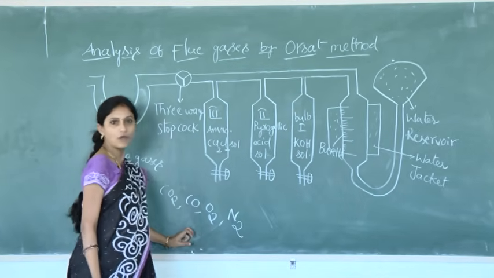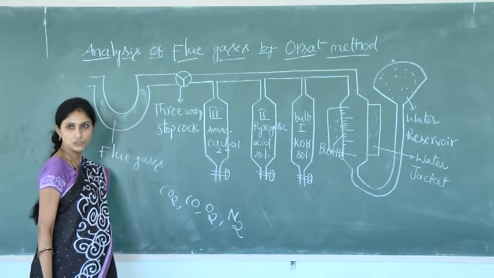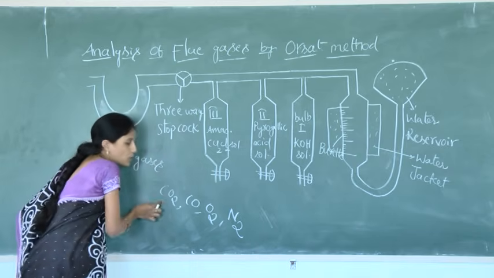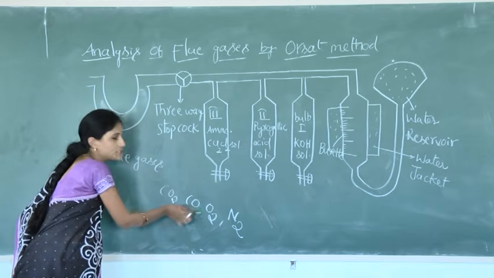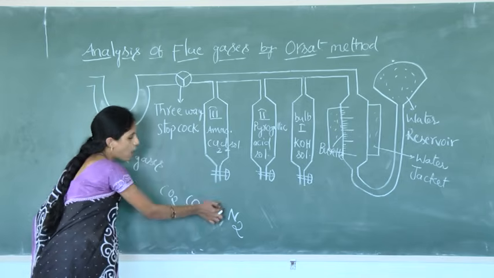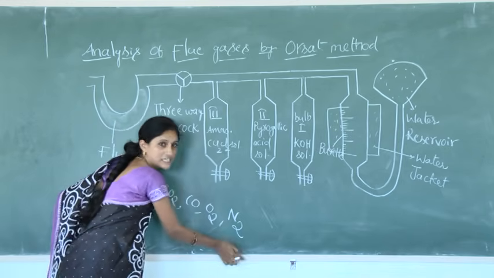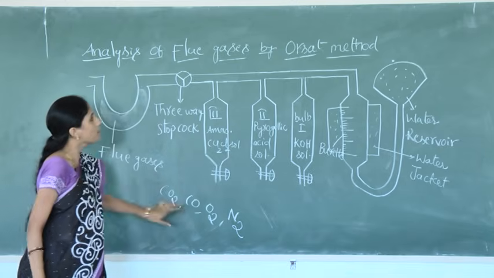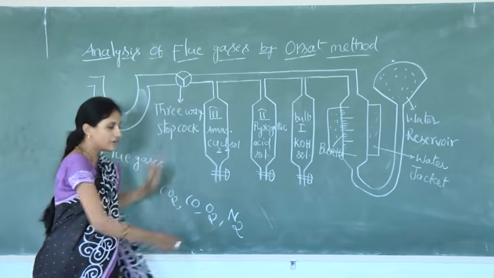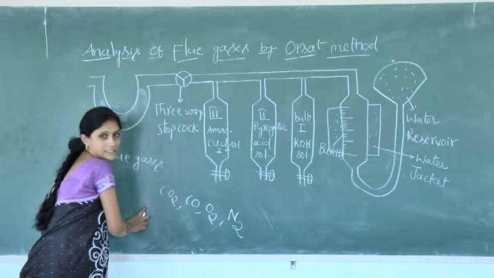The main aim of the Orsat method is to measure how much amount of CO2 is released, how much amount of CO is released, and how much amount of oxygen and nitrogen is released from the combustion chamber. By using the Orsat apparatus, we can determine all these gases.